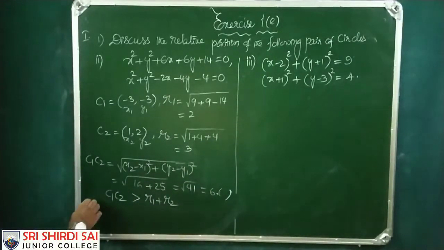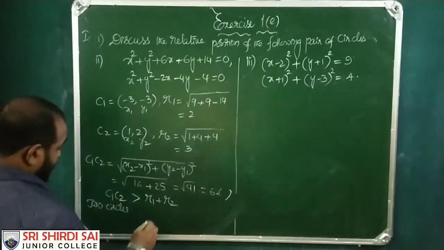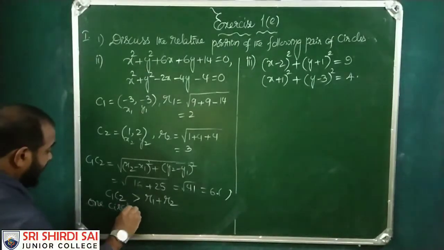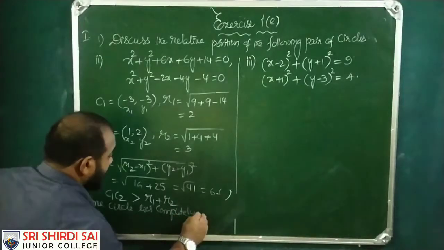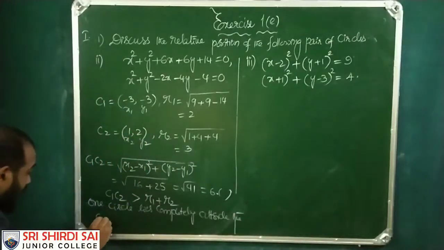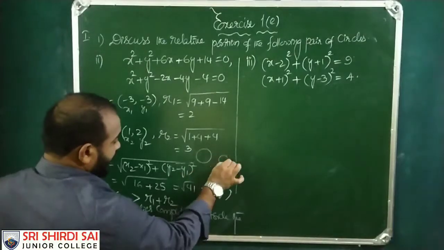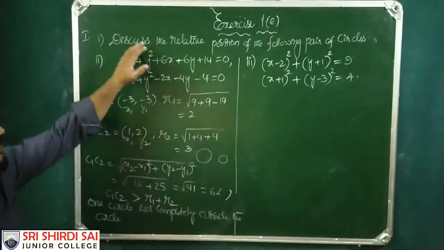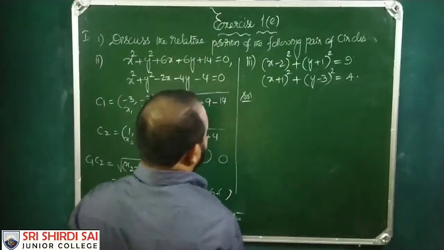Therefore, the two circles, one circle lies completely outside the other circle. So completely outside means one circle is like this and one circle is like this. So this is the condition for the first case. And now come to the second one.